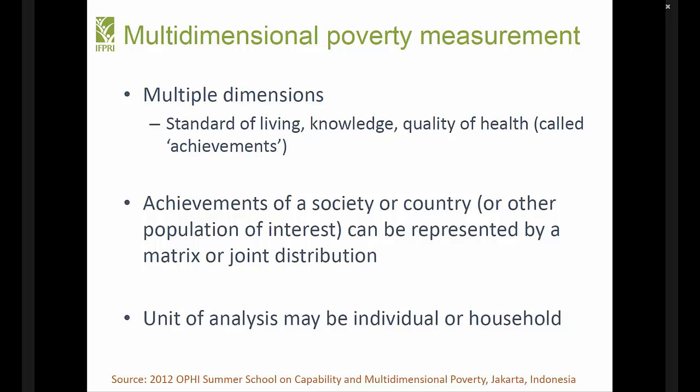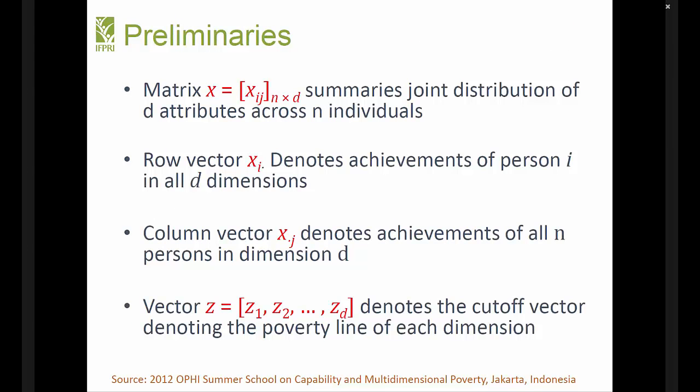So achievements of a society or a country can be represented by a matrix or joint distribution. So instead of having just a vector, now each person has three data points. I know your income level, I know your education level, and I know some aspect of your health characteristics, right? And every person. So if there are 15 people in this room, instead of a 1 by 15 vector, now we have 3 by 15. Okay, good. Everybody's following. Okay, and as before, the unit of analysis could still be at the individual level or at the household.